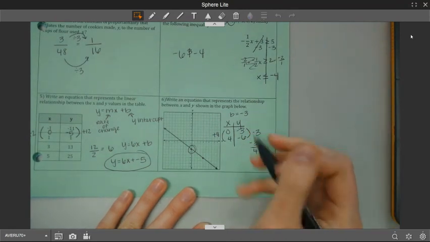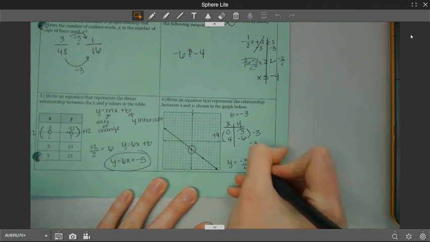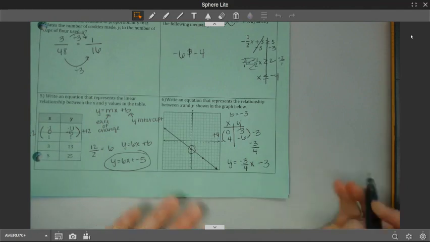Well, that's my m, that's my b. I should be able to plug into an equation. This is y equals negative 3/4 x plus negative 3, or minus 3.